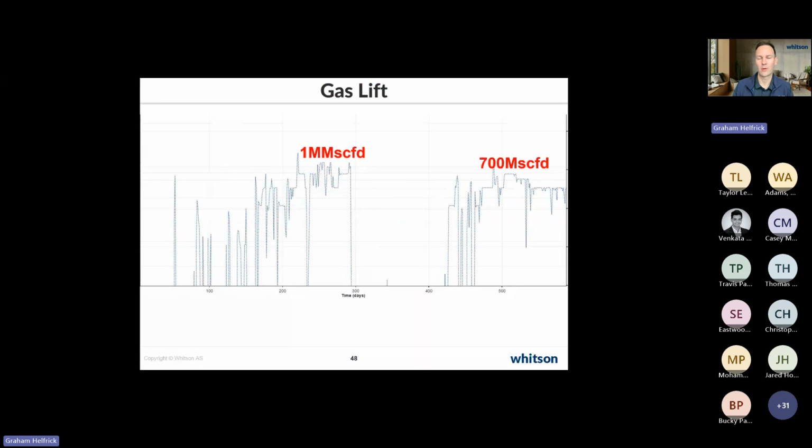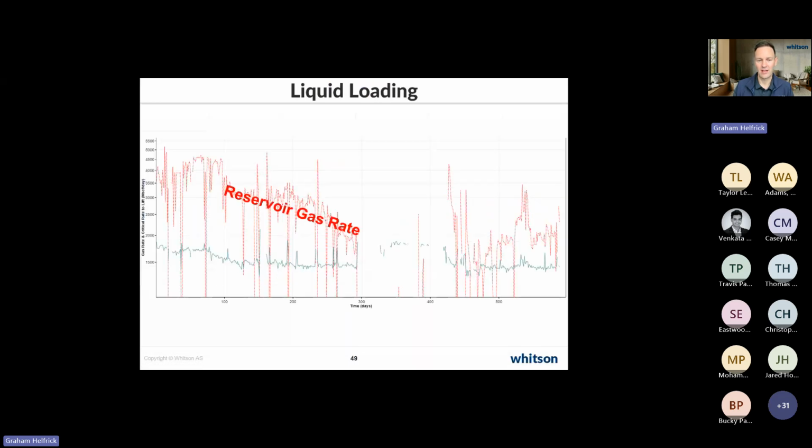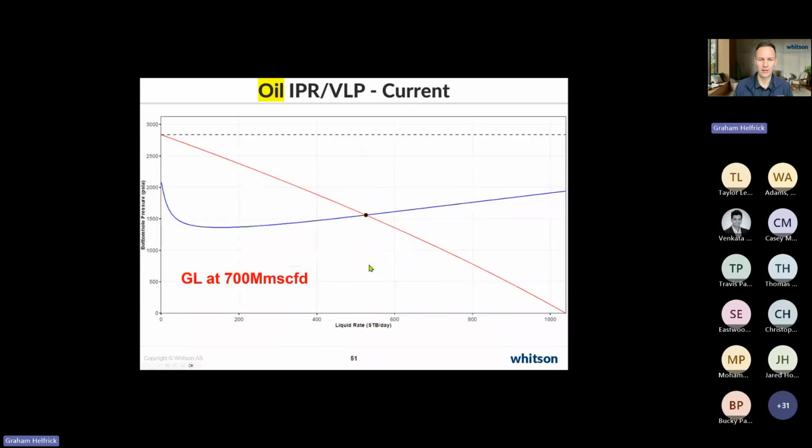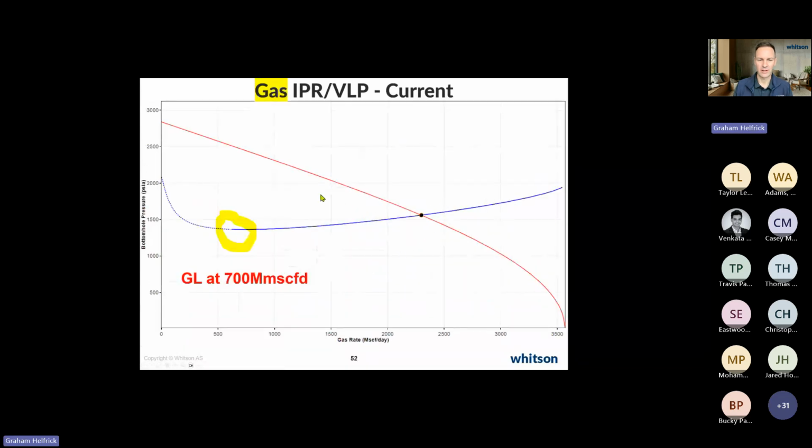And so maybe you're thinking, okay, well, they're doing that to avoid liquid loading. But in fact, the well was not liquid loaded. There was in fact enough reservoir gas alone to keep it above the critical lift rate. And then if you add gas lift on top of that, you're way above the critical lift rate. So liquid loading was not a problem for this well at all. So if we look at the well, in the IPR VLP case, it's not liquid loaded, right? We're way over here. We're far away from liquid loading.